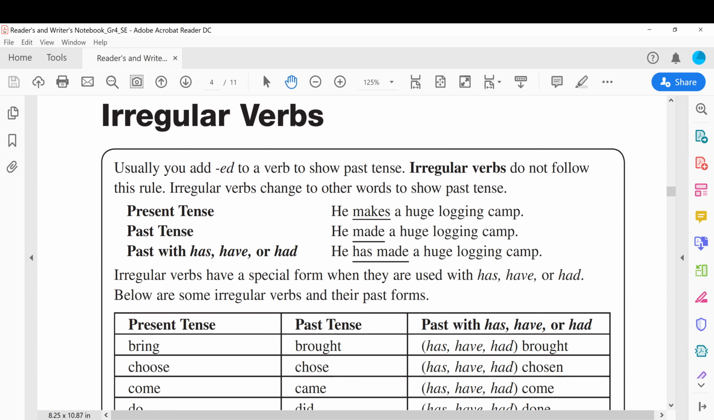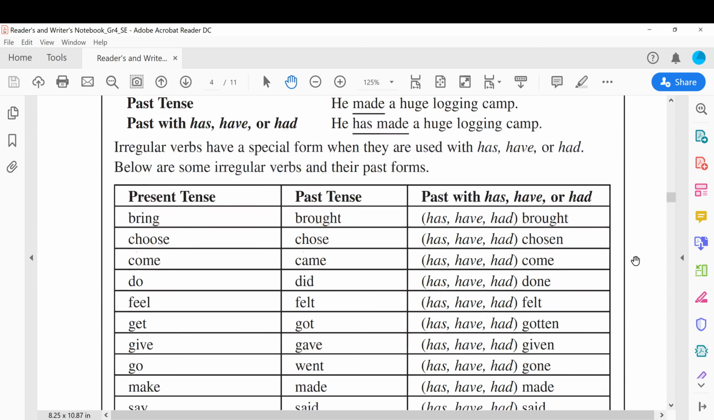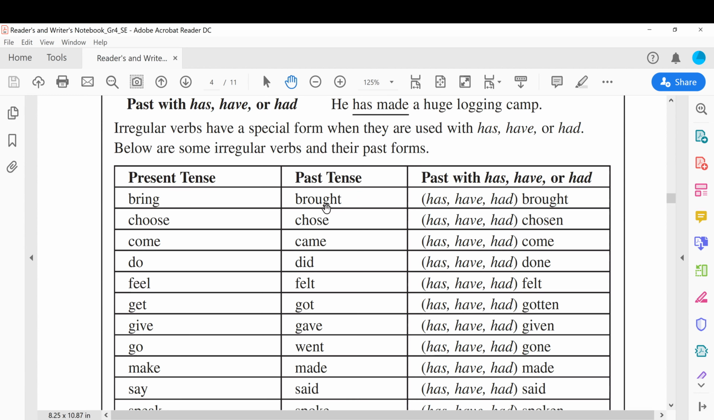For example, we say he writes books. In the past we would say he wrote books. In the past with have, has, had, we would say he has written books. Irregular verbs have a special form when they are used with has, have, or had, as I just showed you in the example of write, wrote, written. Below are some irregular verbs and their past forms.